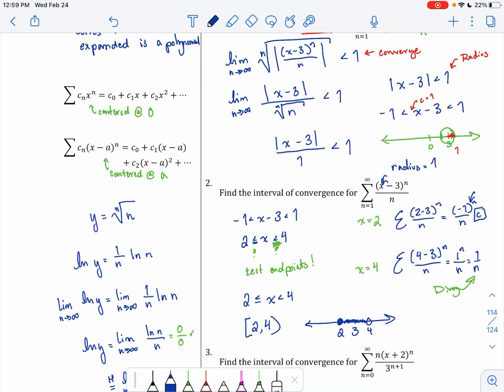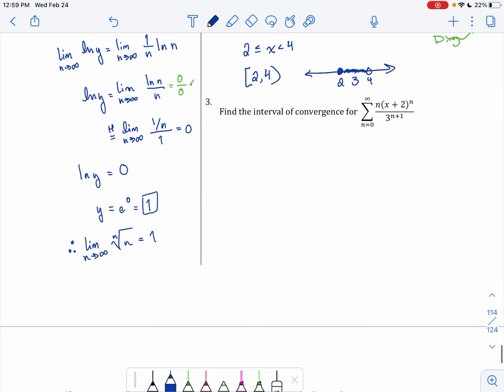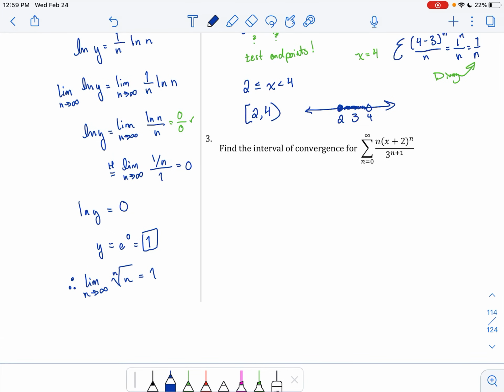So as I said, I wanted to do an example with the root test and the ratio test. So number 3, find the interval of convergence for the series n times x plus 2 to the nth over 3 to the n plus 1. So find the interval. Again, we are going to start with our absolute value of, in this case, n plus 1, x plus 2 to the n plus 1, because we're using the ratio test, over 3 to the n plus 2. So we're going 1 greater, and divided by, which I'm going to say is multiplied by the reciprocal.